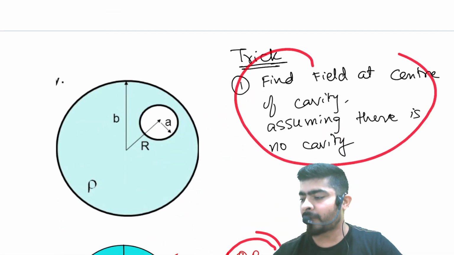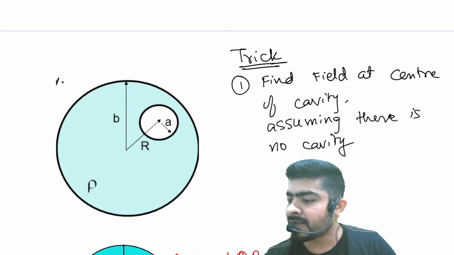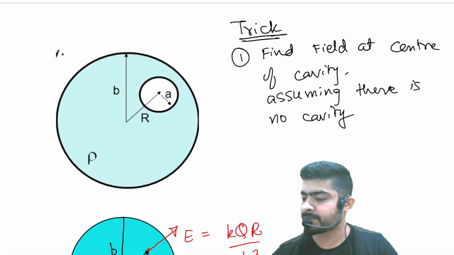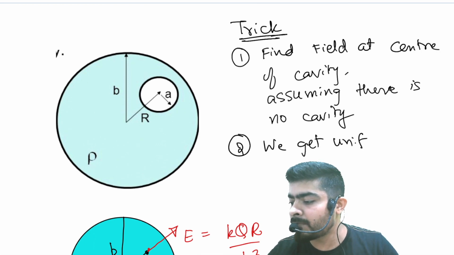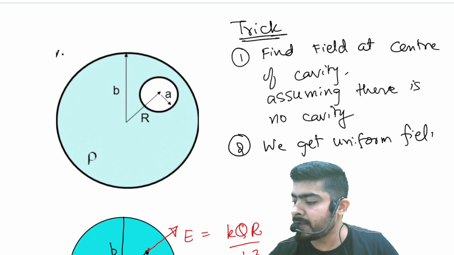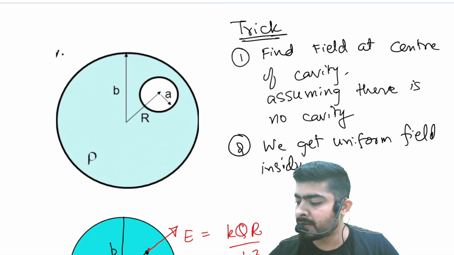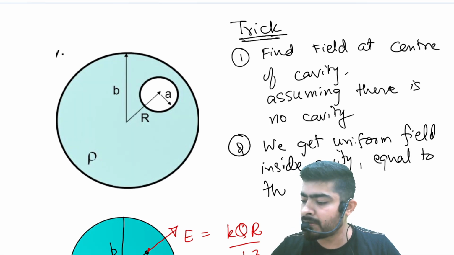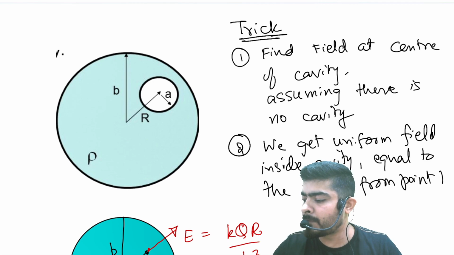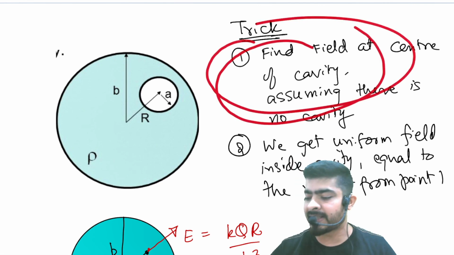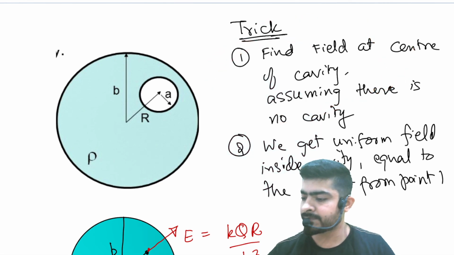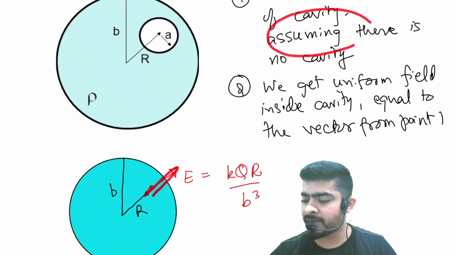So that's my first point: find the field at the center of the cavity. Then what's the second point? We get a uniform field inside the cavity equal to the vector from point 1. This is your point 1, right? So using point 1, I found this electric field.